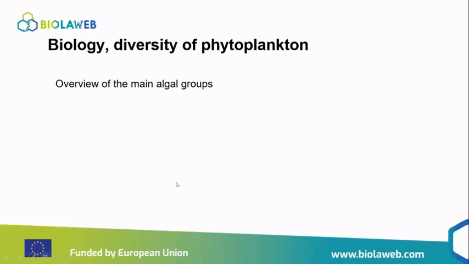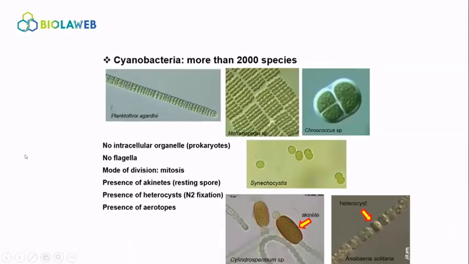Okay. So it's reminders, I think. An overview of the main algal groups. Here I will go a little bit fast, but just to give you a few pictures of what cyanobacteria are: you can see that they can be filamentous, some are unicells, and some make strange colonies like this Merismopedia.